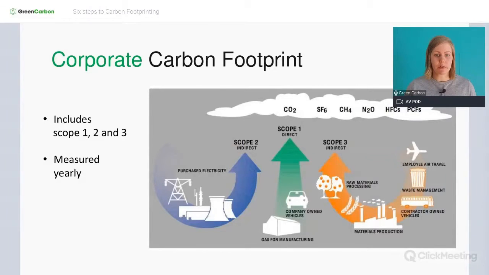The corporate carbon footprint is measured yearly. So usually, if you start calculating the carbon footprint this year, you calculate the previous year's carbon footprint, like the 2020 carbon footprint, because you have the information for the whole previous year. You don't know the numbers of the required data for this year. So usually it's a calendar year that you measure the corporate carbon footprint.